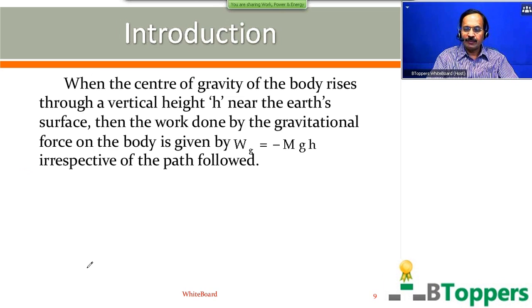You see the next one. When the center of gravity of the body rises through a vertical height h near the Earth's surface, the work done by the gravitational force on the body is given by W subscript g equals minus mgh, irrespective of the path followed. Come on, copy down this point also. Those who are writing the notes, please copy down this point also.